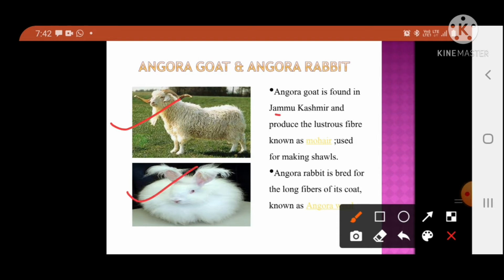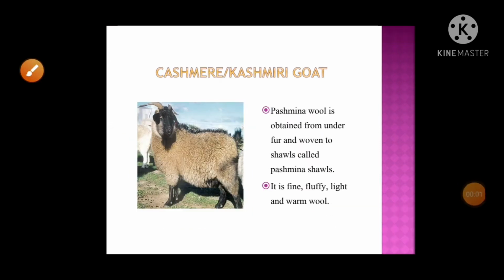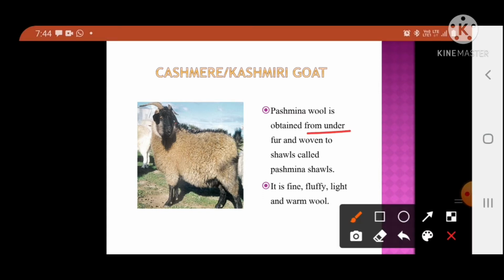Angora goat is found in hilly areas like Jammu Kashmir and they produce lustrous fiber that is known as mohair, and that is used for making shawls. While Angora rabbit is bred for the long fibers of its coat, known as Angora wool. Wool is also obtained from goat hair. Pashmina wool is obtained from the underfur of the Kashmiri goat and that is woven into shawls, and those shawls are called Pashmina shawls. The hair of this Kashmiri goat is fine, fluffy, light and warm.